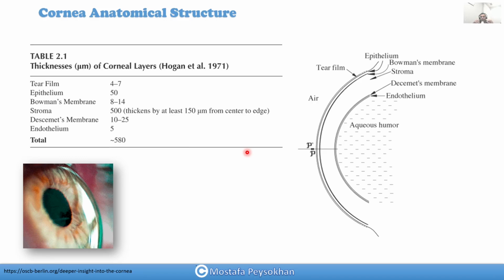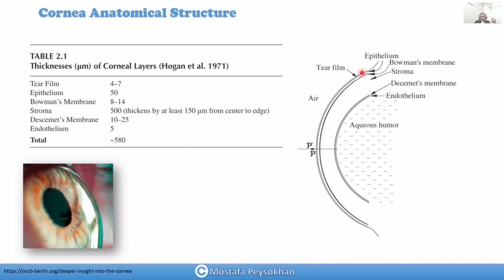It acts as a refractive part of our eye. Both the cornea and the lens are refractive parts of our eyes. As you can see in this image, it has different layers. We start from the air, which is outside of our eye, and the first surface is the tear film. In the next slide, I'm going to explain why that surface is important.